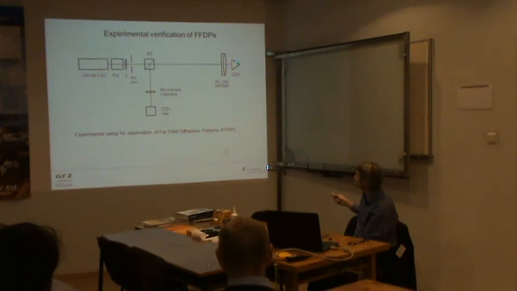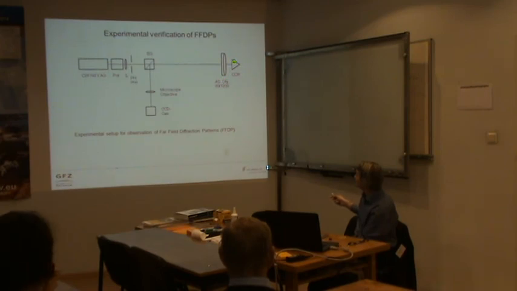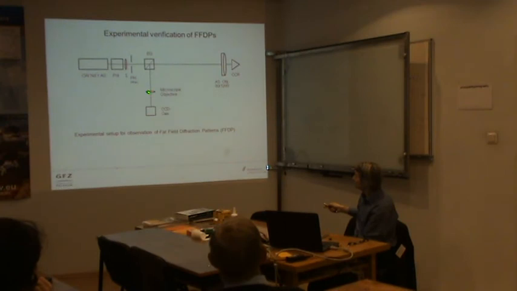And behind this you have parallel light, you have the CCR, the cube corner reflector or the reflecting prism, and the beam splitter will bring back a part of this far field which is transformed by this lens via a microscope objective into a CCD camera.